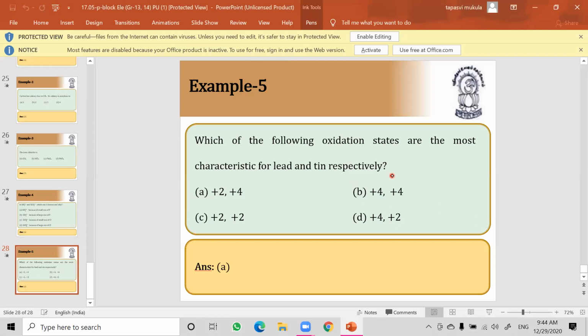So these are the important things we have discussed. Next we'll discuss some more questions. I'm sharing a new slide so that you can easily understand. Now I'm writing some more questions based on general properties. So please make a note. Some more questions based on general properties of group 14 elements, because some questions discussed are also very important here.